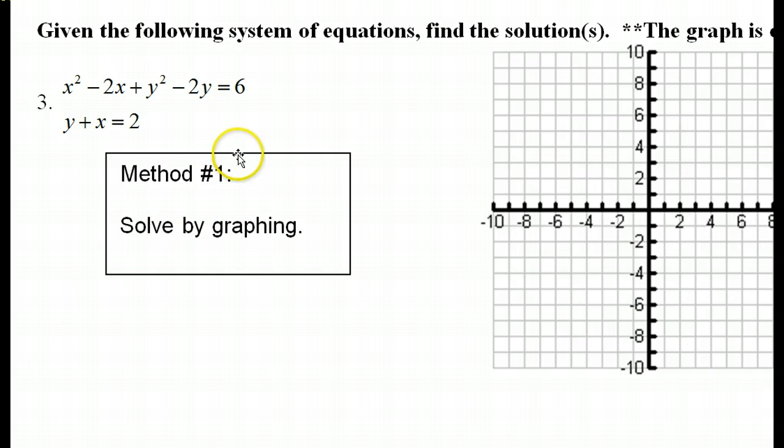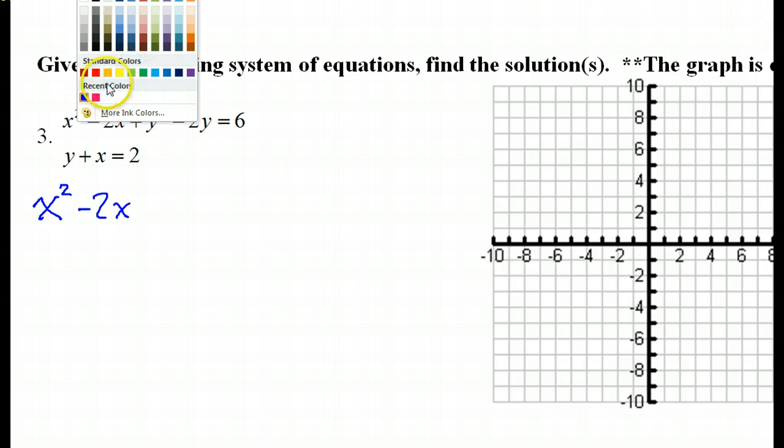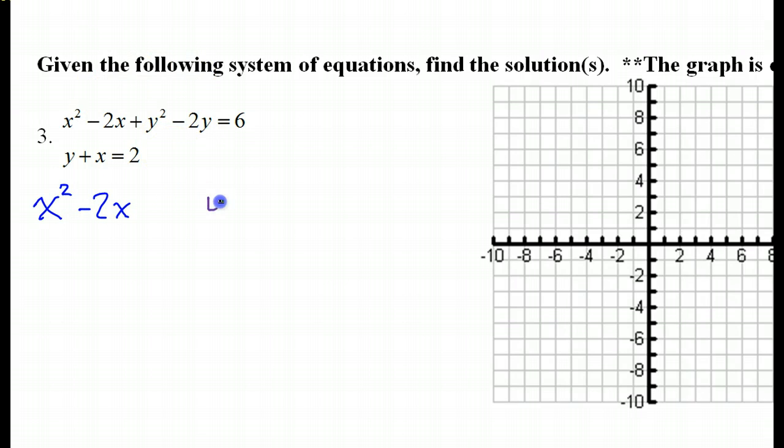Okay, method number 1, solving by graphing. If I want to solve this by graphing, first I need to rewrite this in standard form. And that's the one where we have to complete the square. So I've got x squared minus 2x, and I'm going to leave a space here. And then I've got y squared minus 2y, and I'm going to leave a space. Okay, and that's equal to 6.